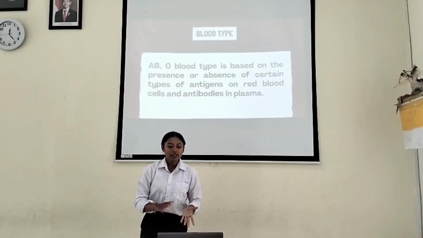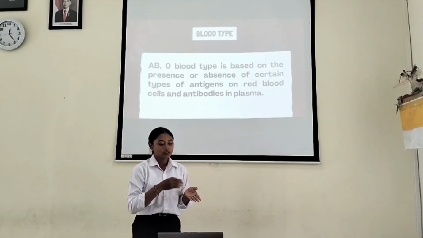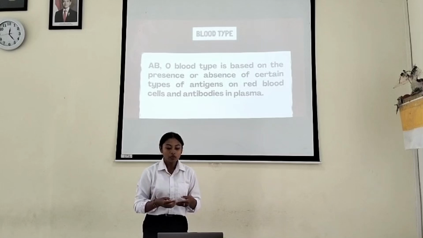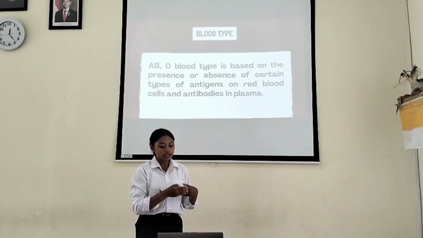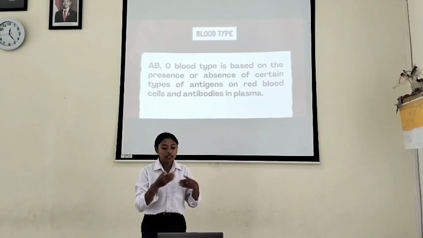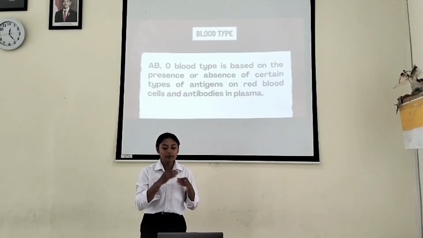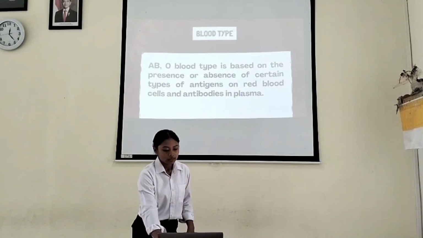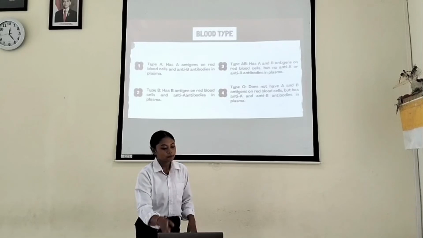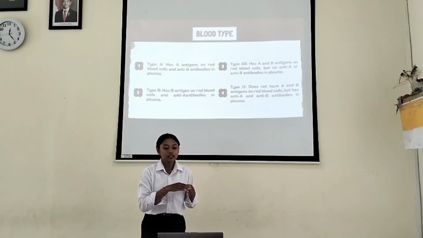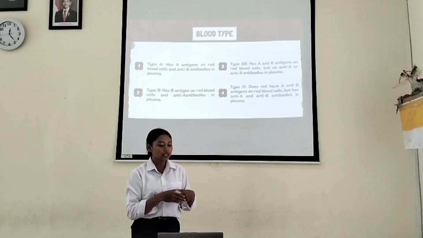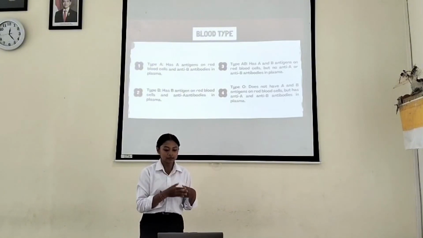Okay, and then the blood type. The ABO blood type is based on the presence or absence of certain types of antigens on red blood cells and antibodies in plasma. The first one is type A, which has A antigens on red blood cells and anti-B antibodies in plasma.